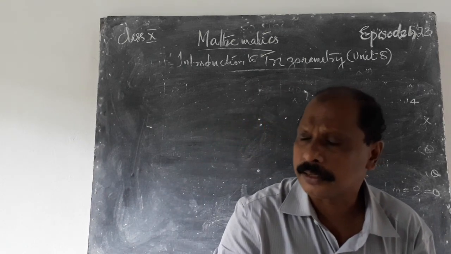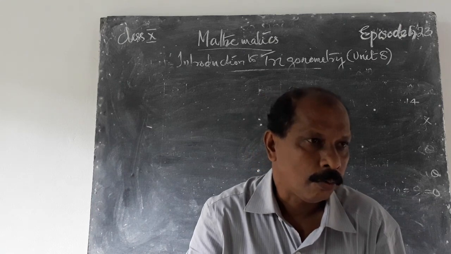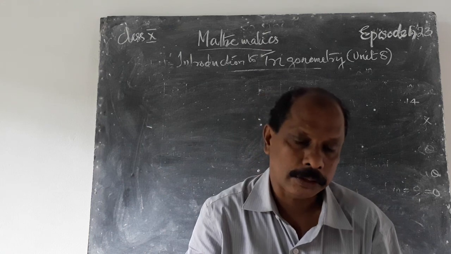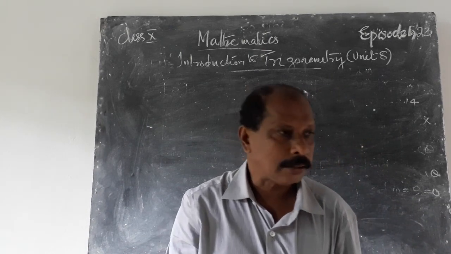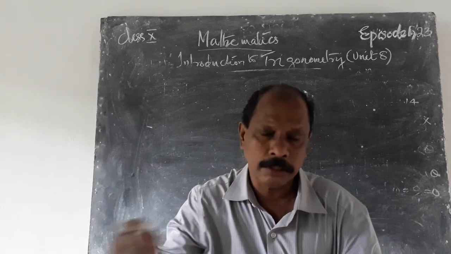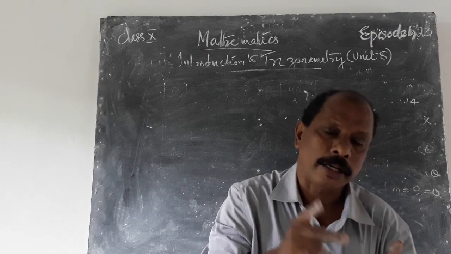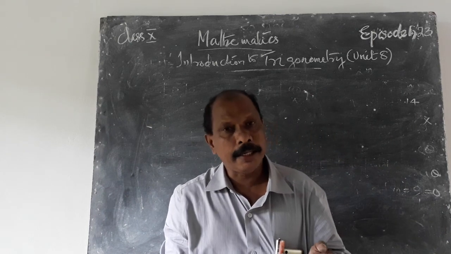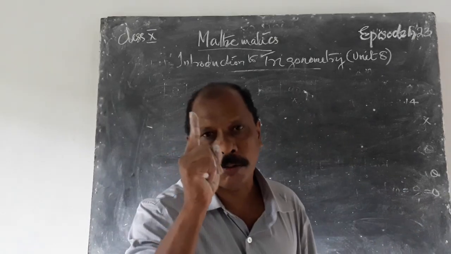Therefore, 1 by sin theta is cosec theta, 1 by cosec theta is sin theta, 1 by cos theta is sec theta, 1 by sec theta is cos theta, 1 by tan theta is cot theta, 1 by cot theta is tan theta. Therefore, by cross multiplication we get sin theta into cosec theta is equal to 1, cos theta into sec theta is equal to 1, tan theta into cot theta is equal to 1. That means the product of any trigonometric function and its reciprocal is equal to 1.